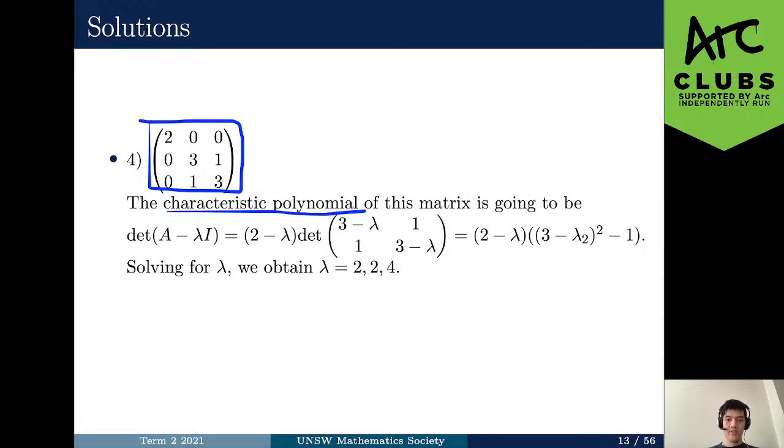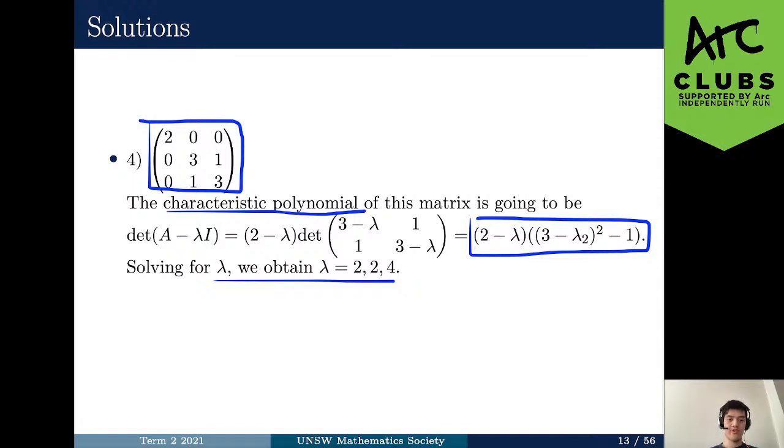This example itself is a bit easier because there are quite a lot of zeros, so we can actually use the expansion to calculate the determinant for this matrix. And you get this, so this is the characteristic polynomial, and then you can solve for lambda to obtain these values. This is one way you could do it.